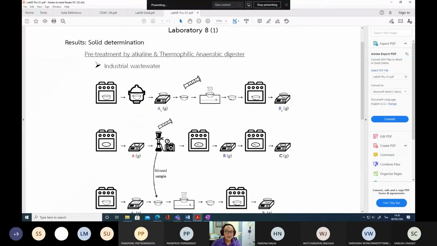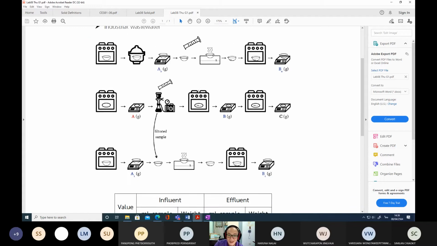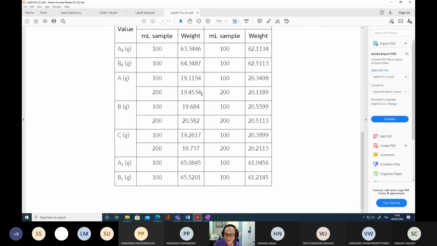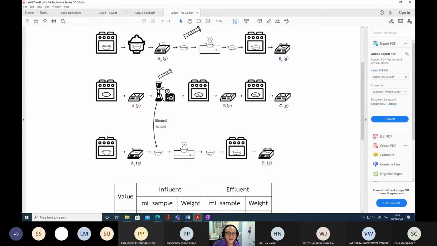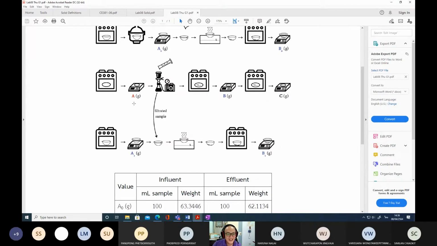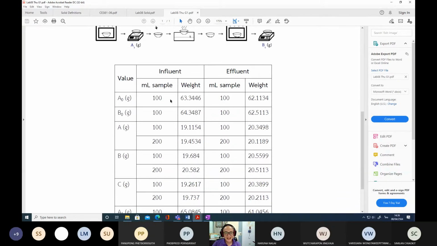Okay, so these are the results for the solid determination. I haven't had a look at it before, so just now I opened it. Okay, so it comes like a diagram. So A0, A, B0, and B, influent and effluent. These are the amounts of the sample, influent and effluent.